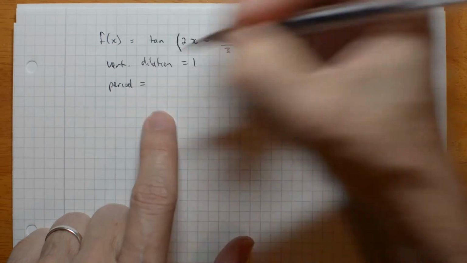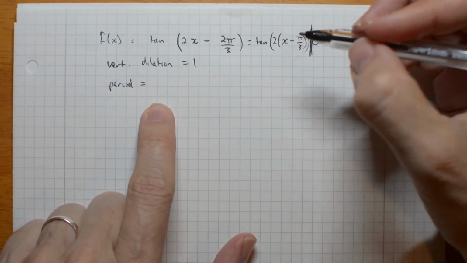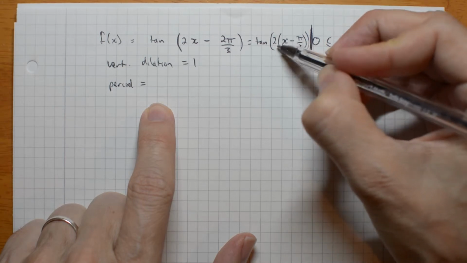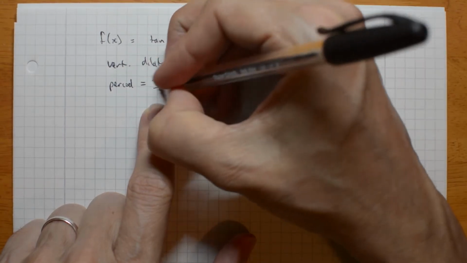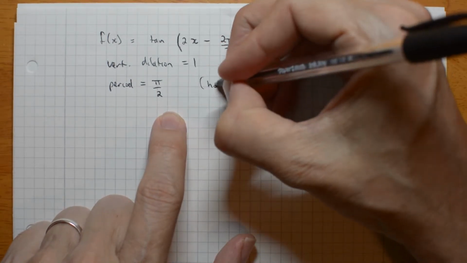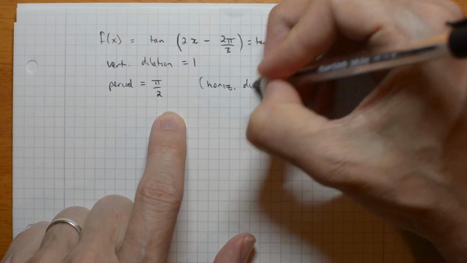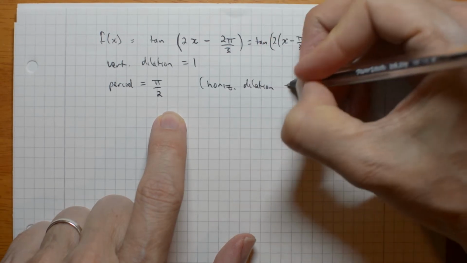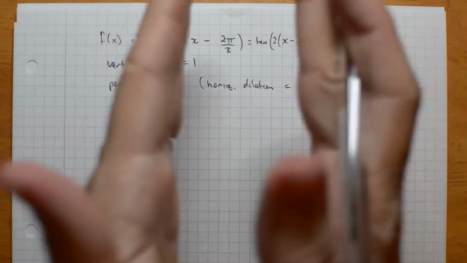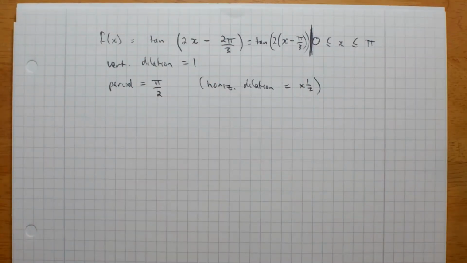well, the period of a tan graph is normally pi. So here I'm dividing the pi, the normal period, by this number 2. So it's pi on 2. If you prefer, that's a horizontal dilation of a half. I'm shrinking it a half horizontally.